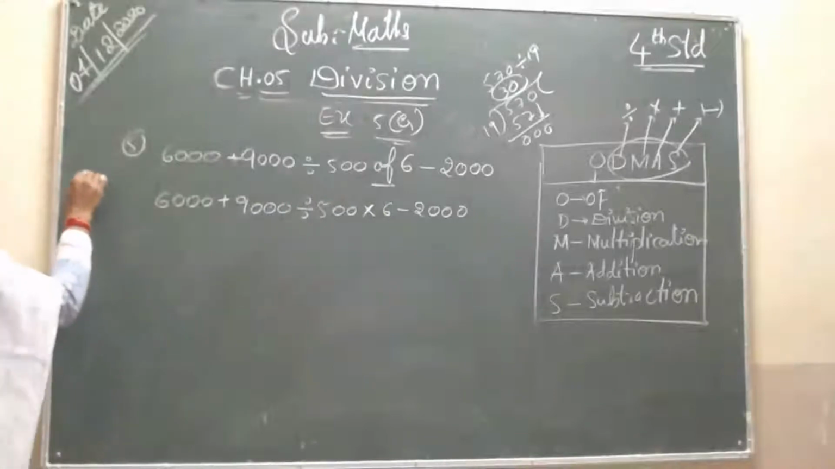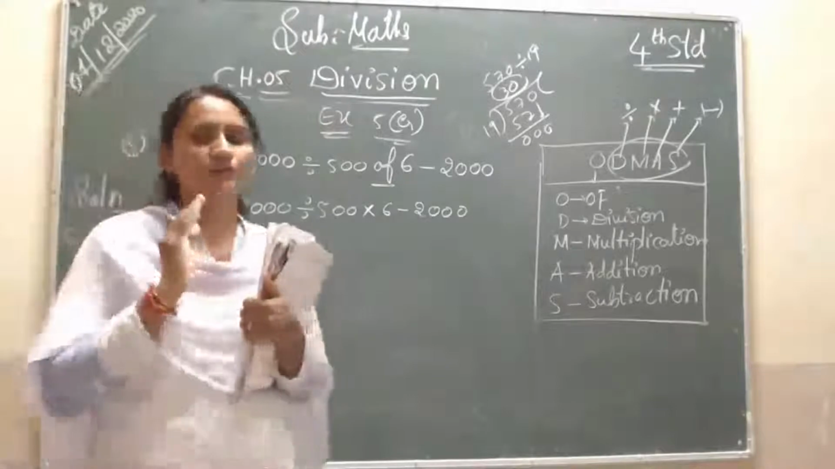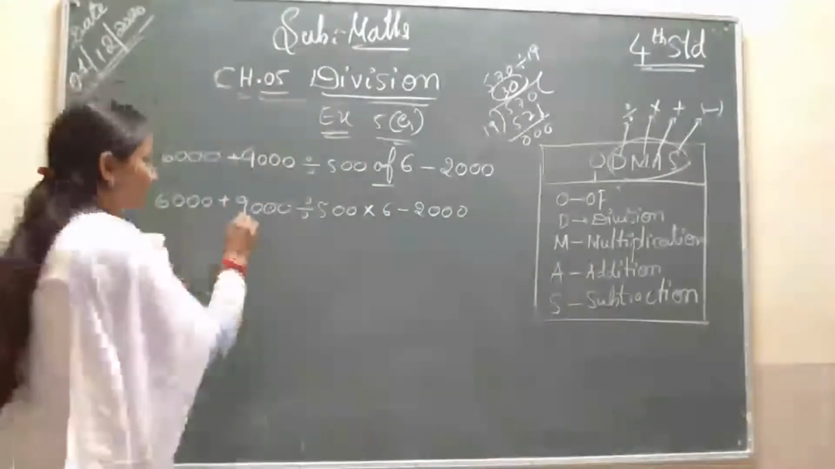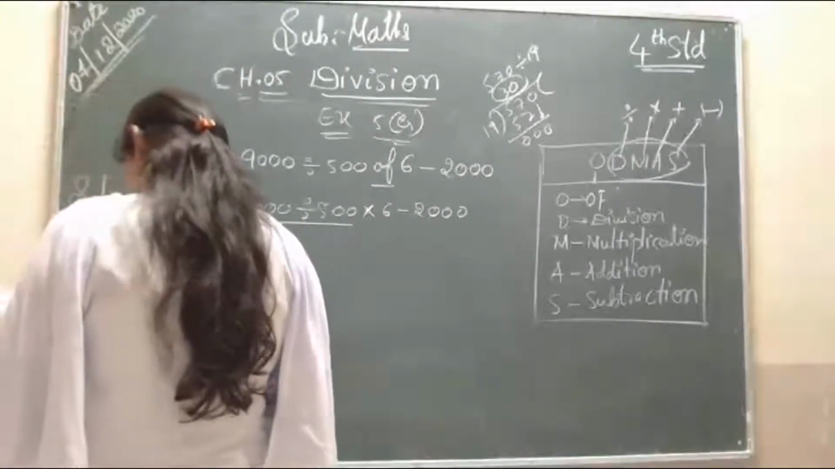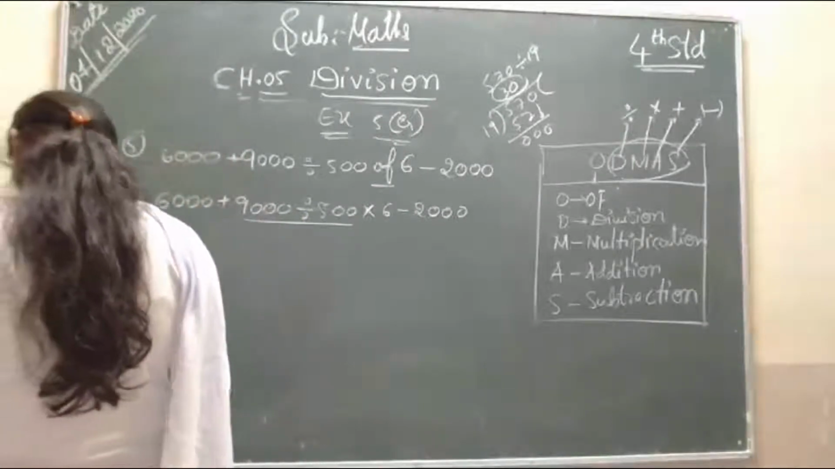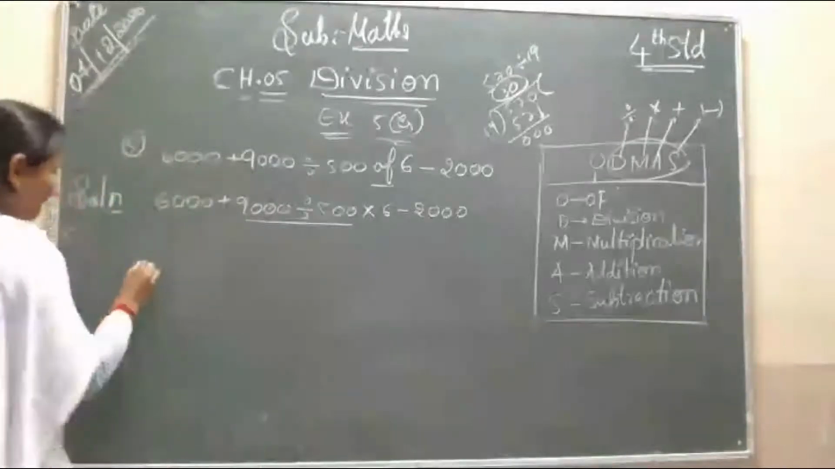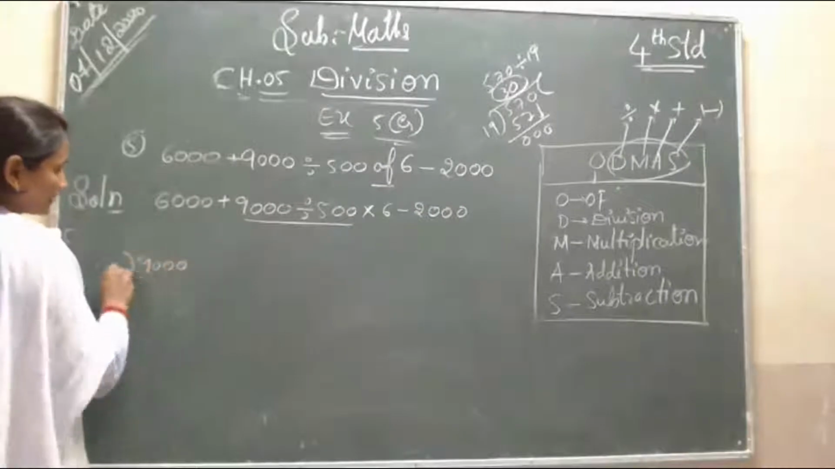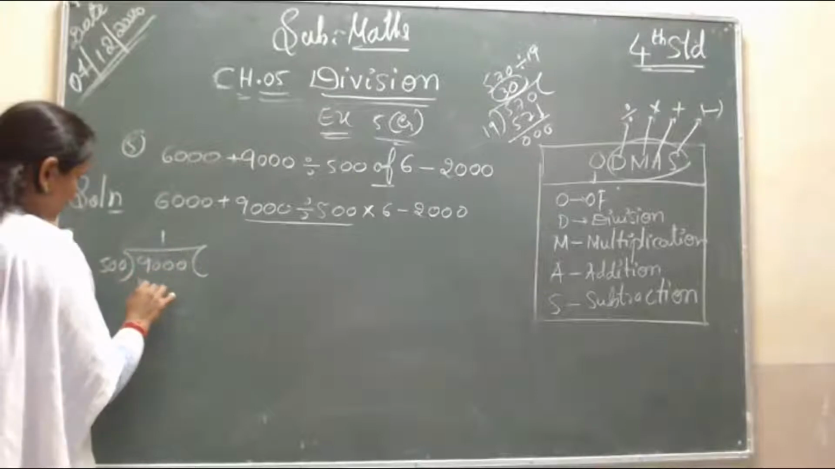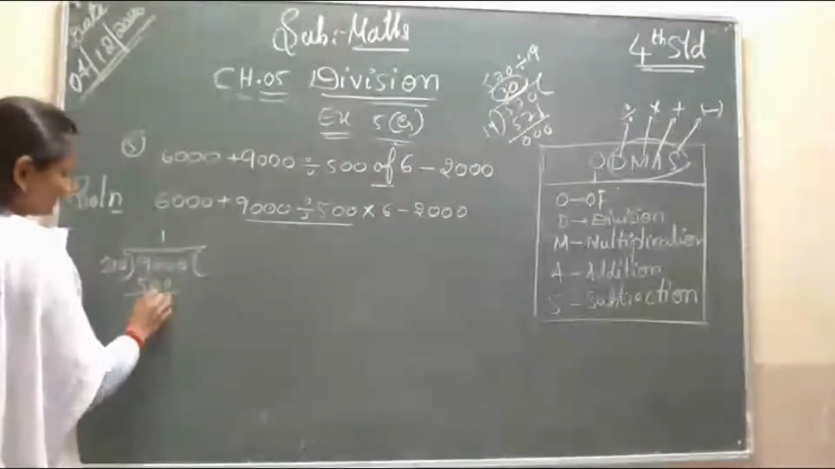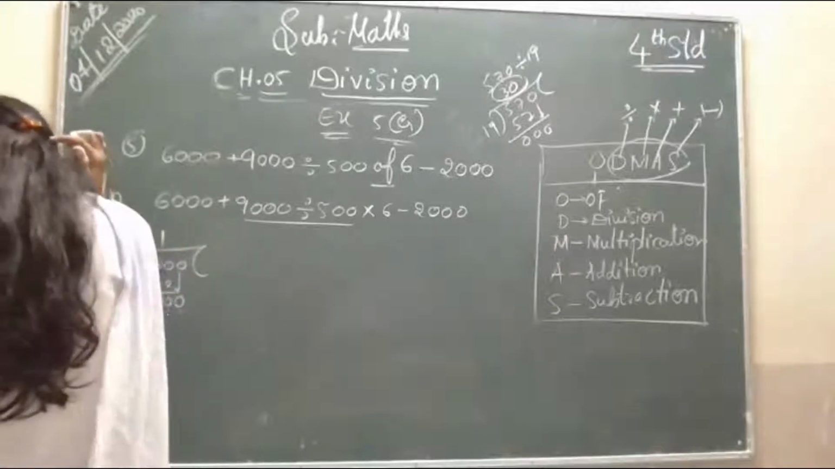Students, what is the first step? What is the rule of DMAS? First you have to do the division. So first these two numbers you have to do the division, students. So next, 9,000 divided by 500 is 500. Remaining 4, so next is 0. So next you have to take that.